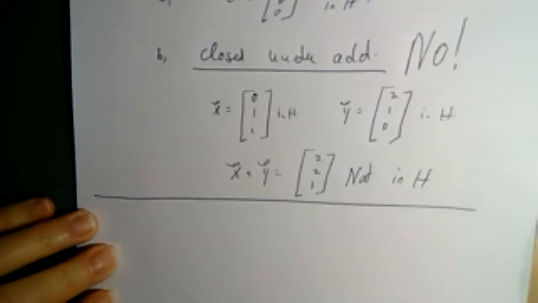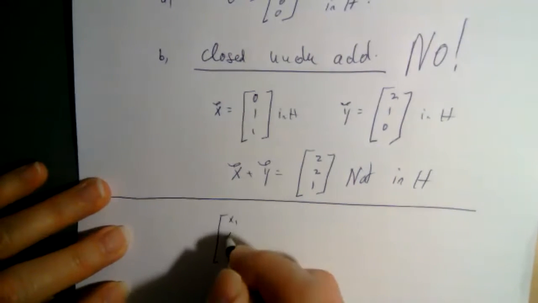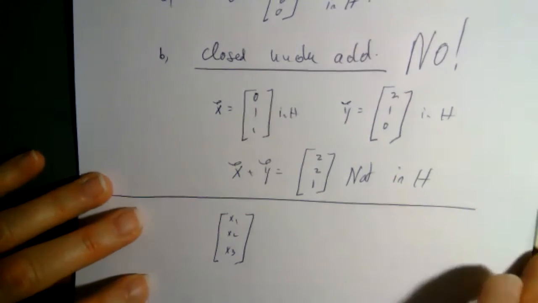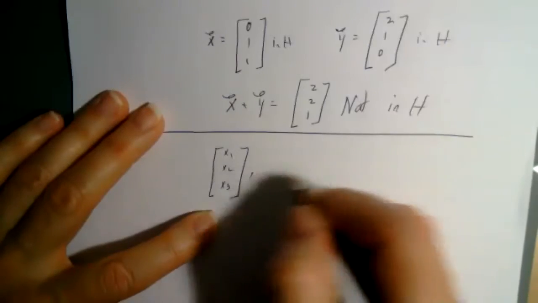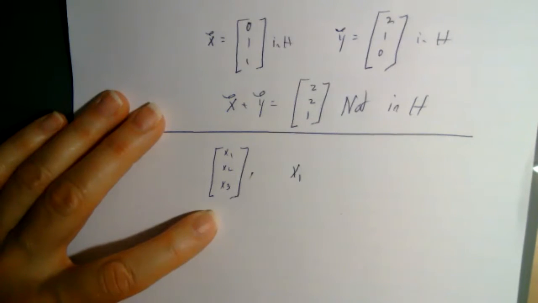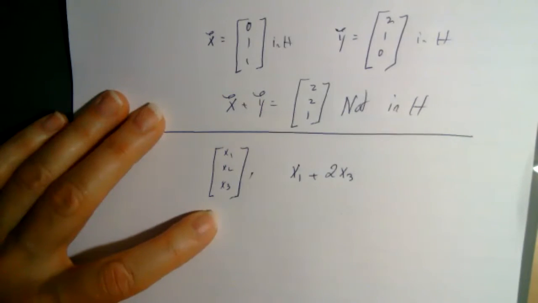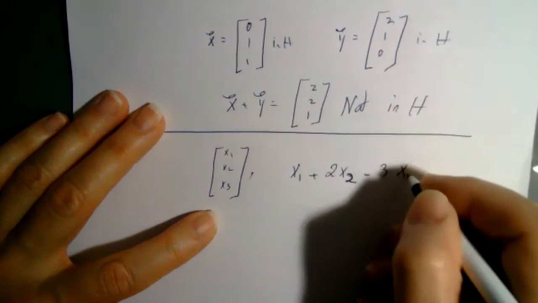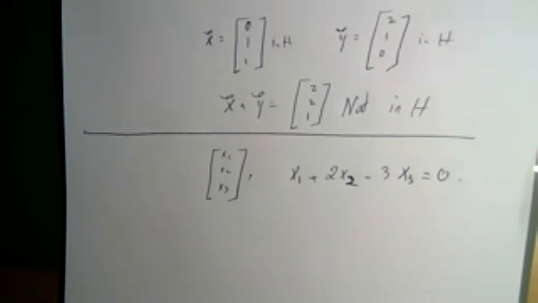Okay, so my last one is just pure algebraic manipulation. I have vectors x1, x2, x3, and they have the following properties: if you take the first component, add to it twice the second component, and take away 3 times the third, it equals 0. Is this a subspace?